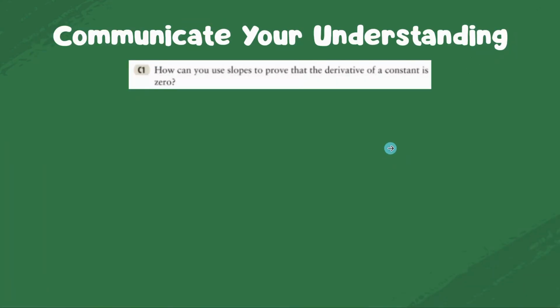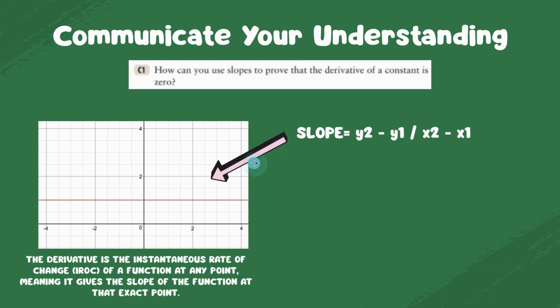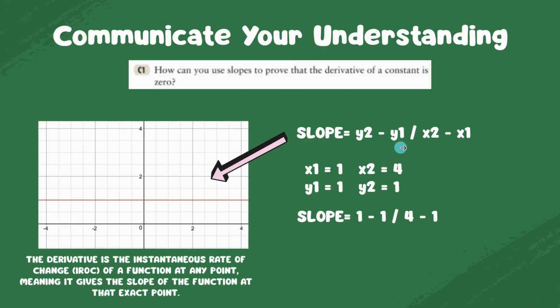Now let's communicate our understanding by answering a couple of questions. How can you use slopes to prove that the derivative of a constant is 0? So this is the function y equals 1, and as you can see, the slope is y2 minus y1 divided by x2 minus x1. If x1 is 1 over here, y1, we can agree, is 1. But if x2 is at 4, y2 is also still 1, because it's just a straight line. So if we plug that into the formula, it's going to be 0 over 3, and the slope is going to be 0. So that just proves that the derivative of a constant is always 0.